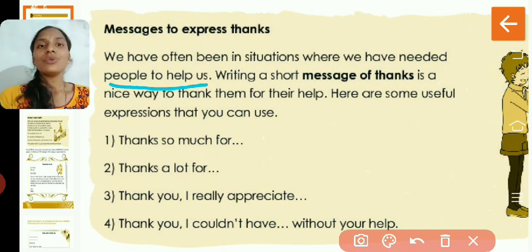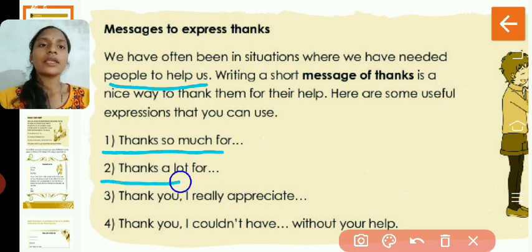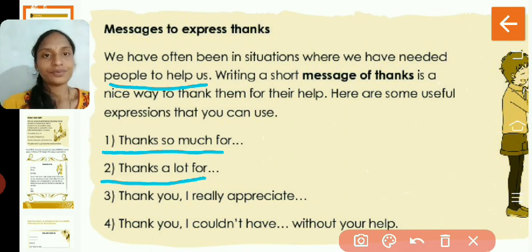So here are some useful expressions we can use in our message writing. What are those expressions? Thank you so much for. Whatever help that person has done, you can write it afterwards. Thanks so much for. Second, thanks a lot for. Whatever help the person has done, you can write it afterwards. Before that, you have to write thanks a lot for.